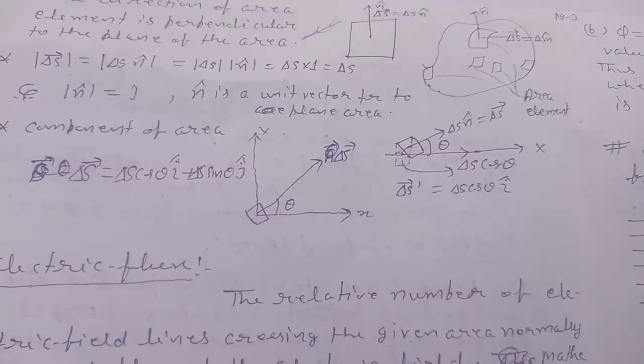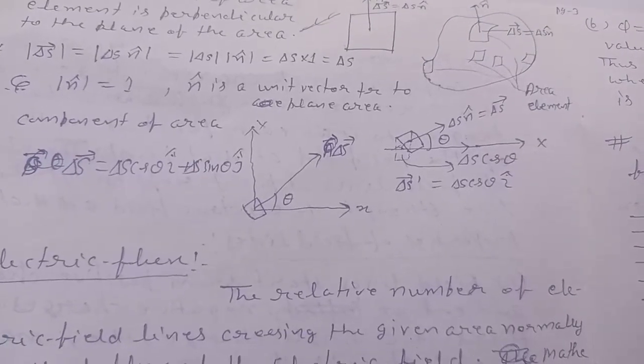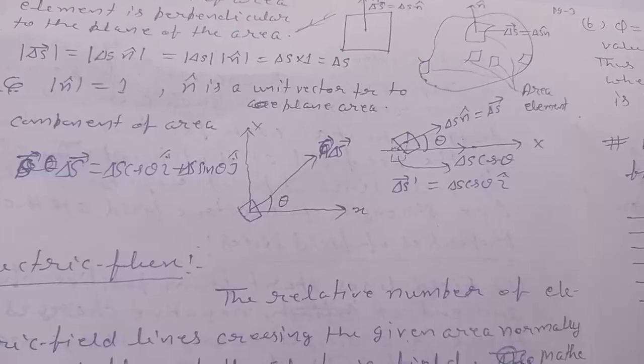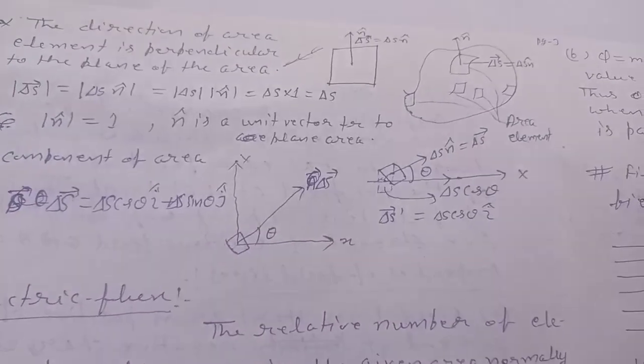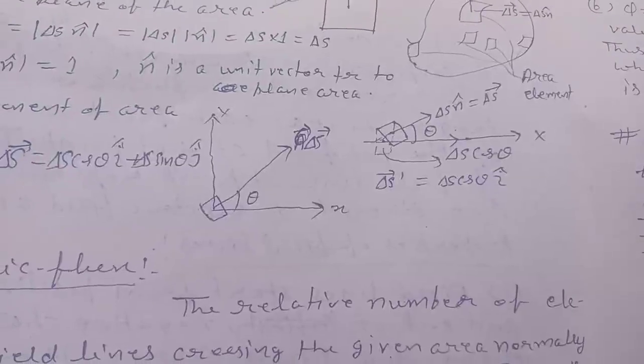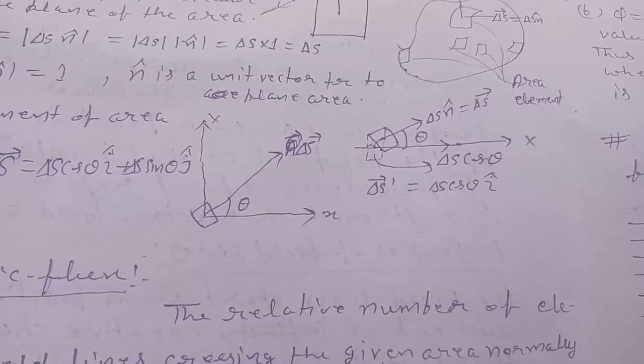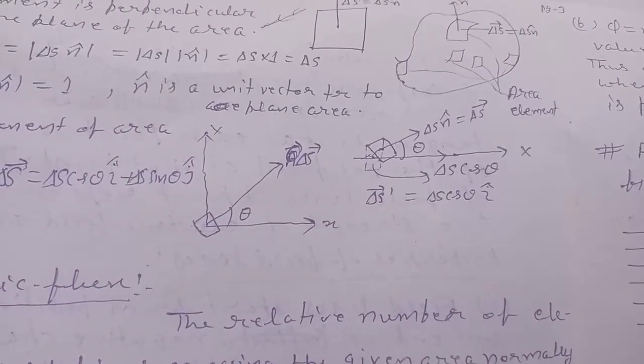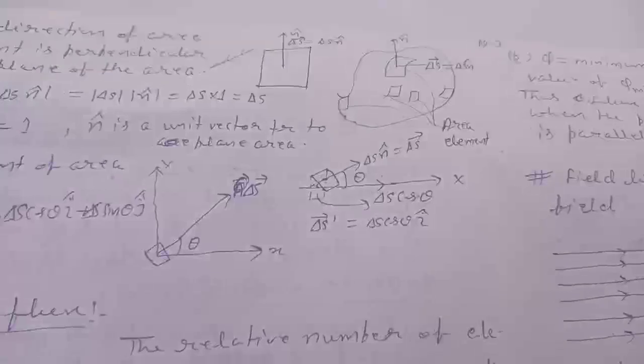Components of area: delta S vector equals delta S cos theta i cap plus delta S sin theta j cap. Here delta S vector dash equals delta S cos theta i cap.